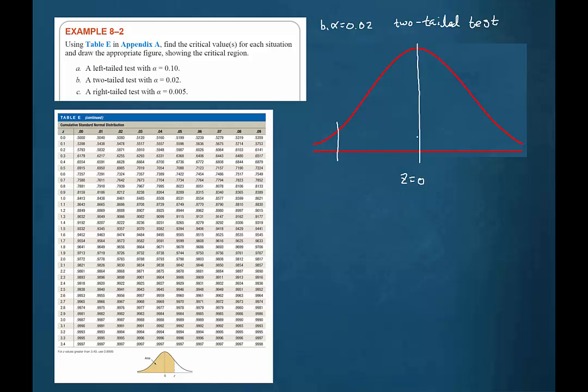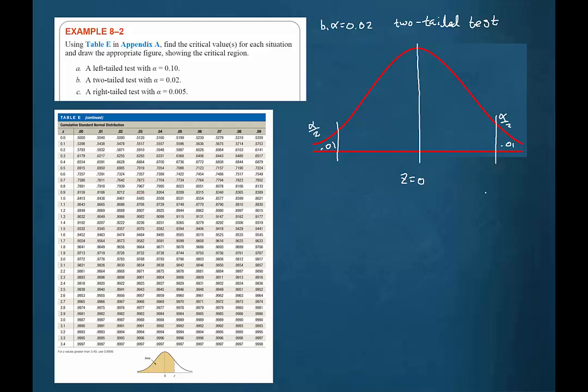Alpha is split out into two tails with a two-tailed test. So that means that in the lower tail, we would find alpha over 2, or in other words, 0.01 or 1% of the distribution. And in the upper tail, we would find alpha over 2, or 0.01 or 1% of the distribution.